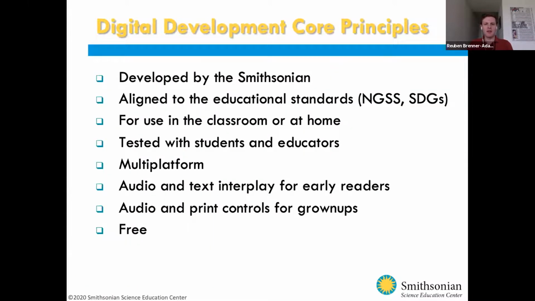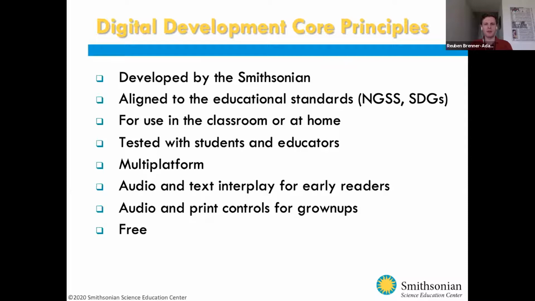So all of these digital products, I want to talk a little bit about the core principles. They are all aligned to educational standards, like I've said. They're all good for use in the classroom or at home, or in this case, in a home classroom, as the case may be. All have been tested with students and educators across the country and around the world.